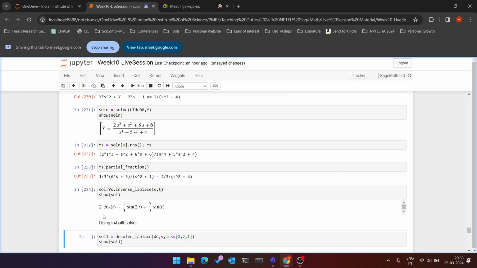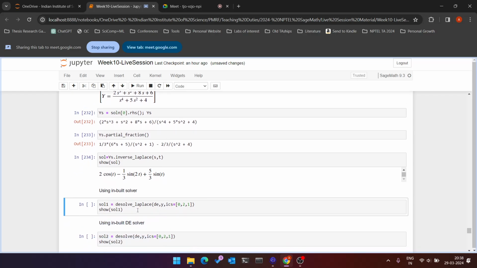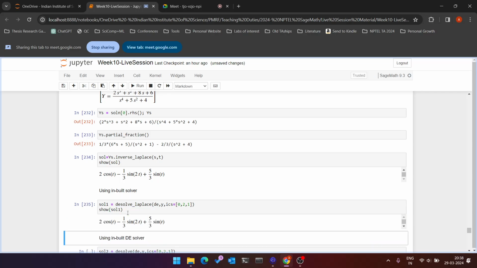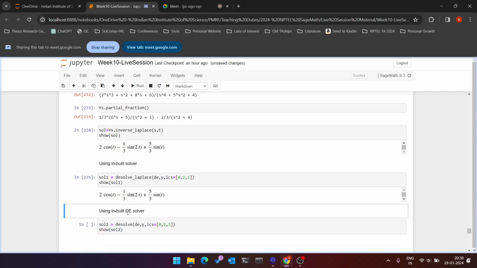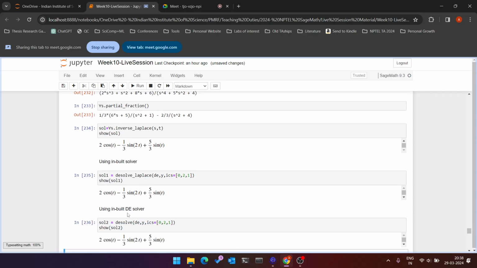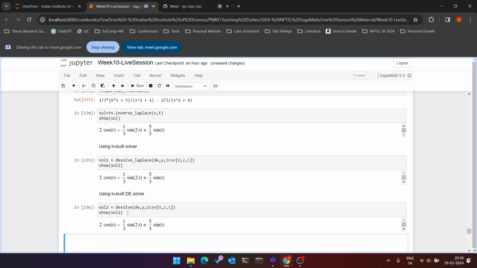Okay, so my solution ends up looking like root 2 times cos of t minus 1/3 sine of 2t plus 5/3 sine of t. Using my inbuilt Laplace solver rather, I get my solution again to be the same. And finally, using my inbuilt ODE solver, I again get the same function. So all three methods give me the same value. Any doubts with this one?